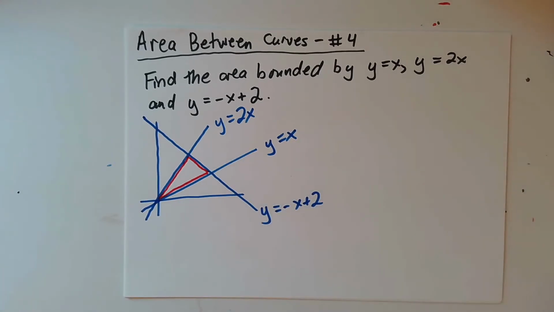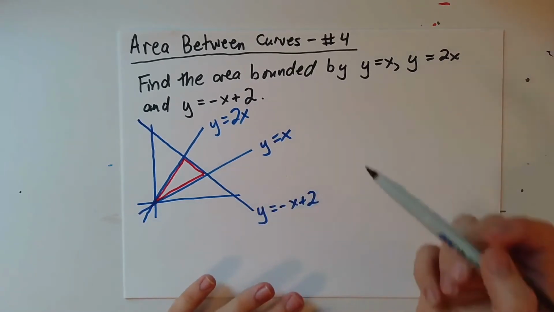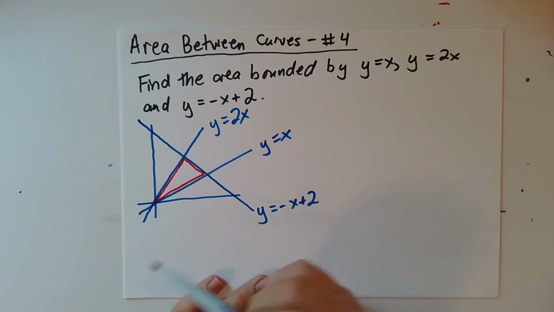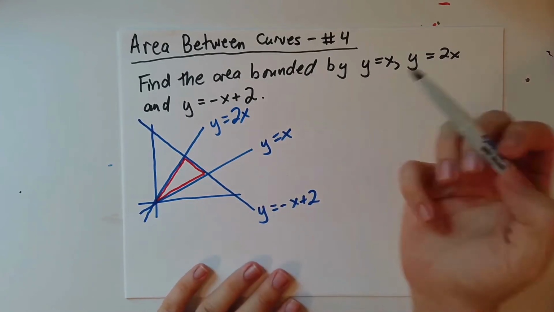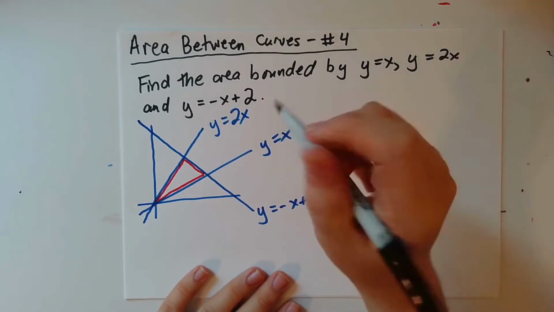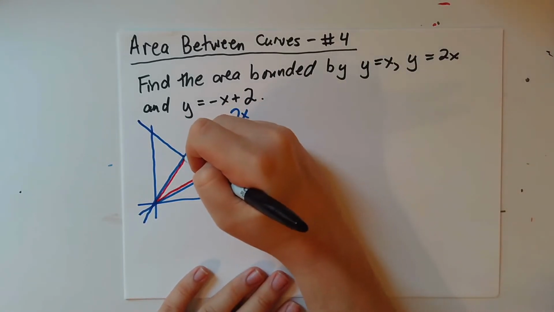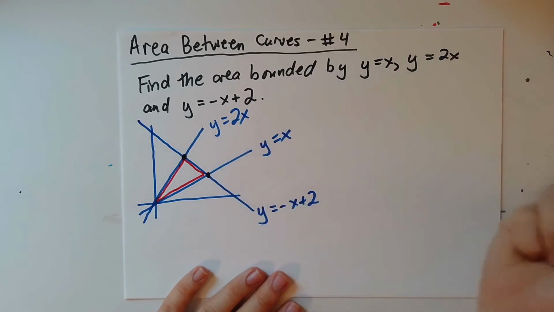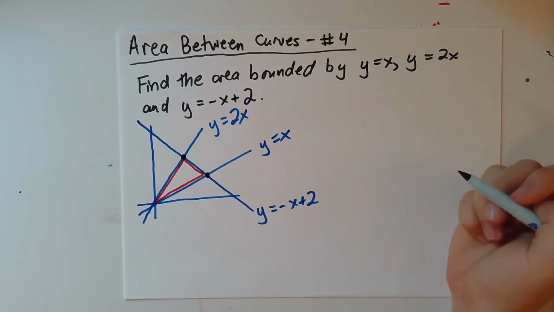And so we need to do this by utilizing our area between curves formula. You might recall that our area between curves formula calls for us to integrate from some a to some b, the top curve minus the bottom curve. In order to figure out where those are, I need to go ahead and find the coordinates of these two intersections. So let's go ahead and do that.